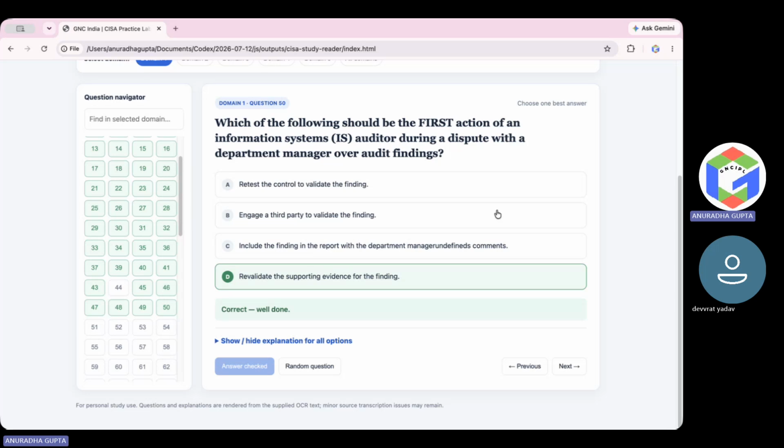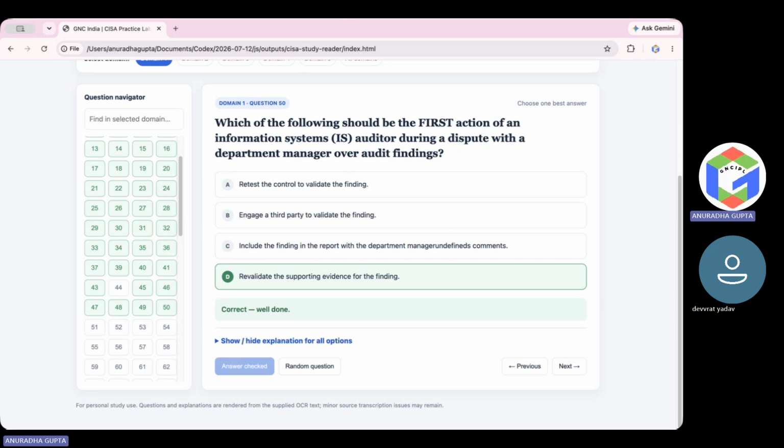Yeah, so revalidate the supporting evidence is the best choice actually. If we think properly, yes, this is the correct answer, because if we revalidate the evidence and then find out that the evidence is not proper, we need other evidence. Then option A will be next, then we can go for option A.